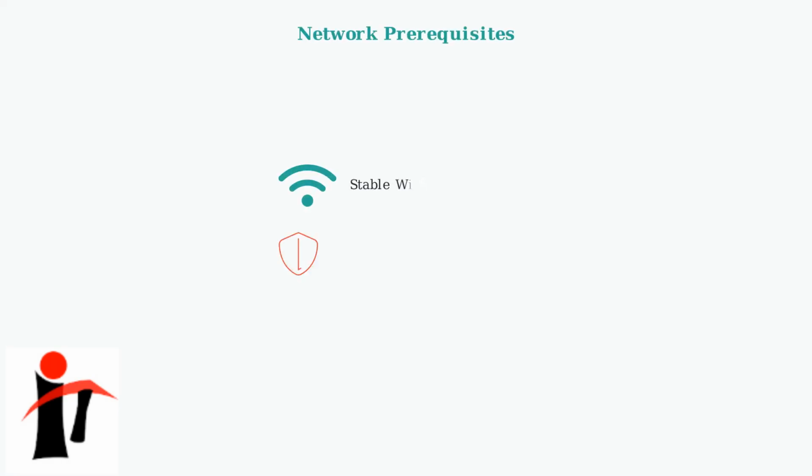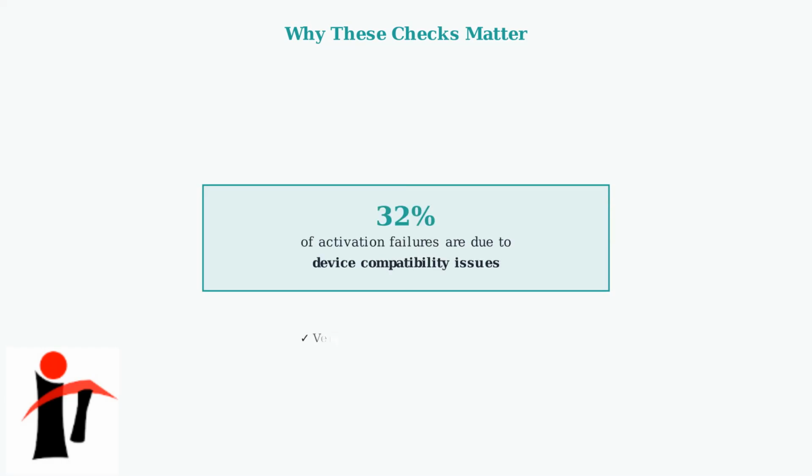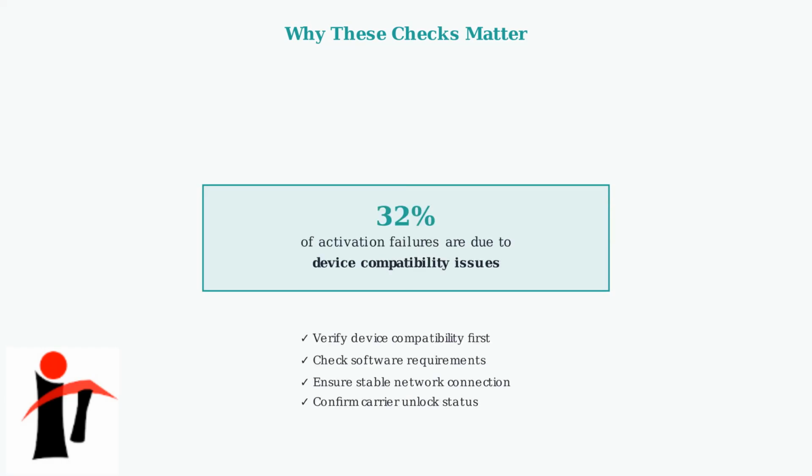Network prerequisites are equally important for successful activation. You need a stable Wi-Fi connection with at least 10 megabits per second speed. Disable any VPN connections during the activation process, and ensure you have at least 1 gigabyte of free storage space. These compatibility and network checks are crucial because device compatibility issues account for approximately 32% of all eSIM activation failures. By verifying these prerequisites up front, you can avoid the most common activation problems.